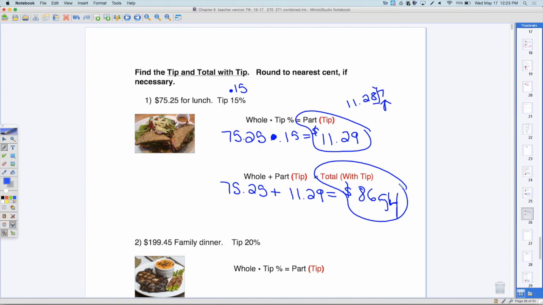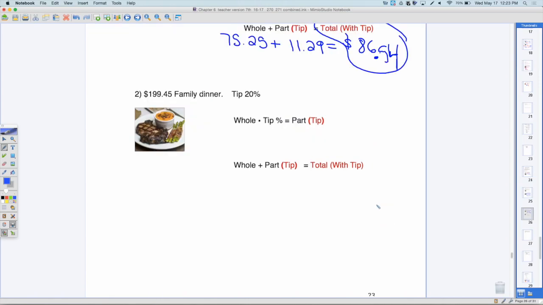Now, if you were really going out to lunch, you might round that up to $12, or you might round it down to $11. But right now, we're just going to find the exact amount, 15%. Next example, going out to dinner with your family. Maybe you're going to leave 20% this time. So it's the whole times your tip percent as a decimal gives you the part, the tip amount, and then it's the whole plus your tip is equal to the total with tip.